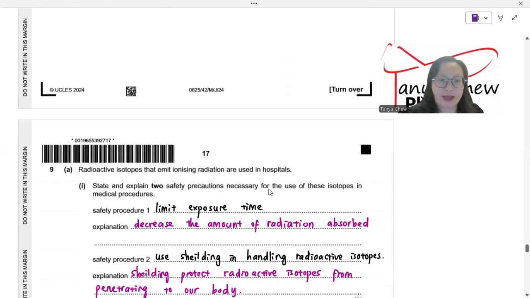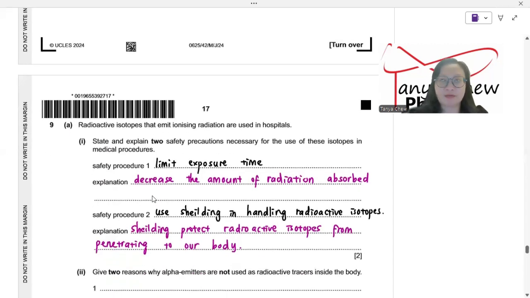Now the next one, number 9. A, radioactive isotopes that emit ionizing radiation are used in hospitals. First one, state and explain 2 safety precautions necessary for the use of these isotopes in medical procedures. For safety precaution one, like X-ray, we have to limit the exposure time. Why? Because I want to decrease the amount of radiation absorbed by my body, which could cause mutation to my cells in the long run.